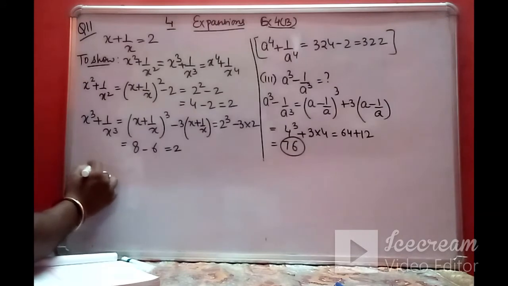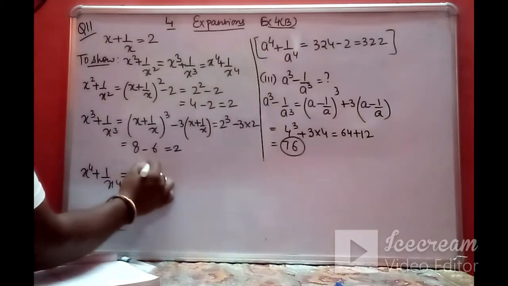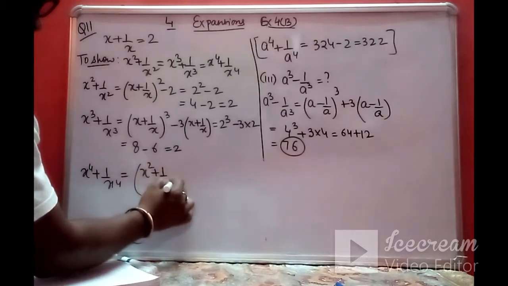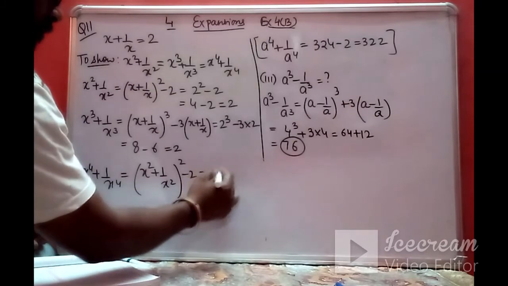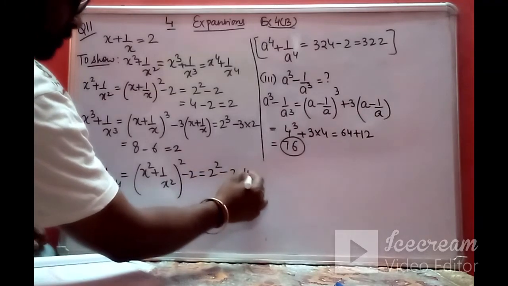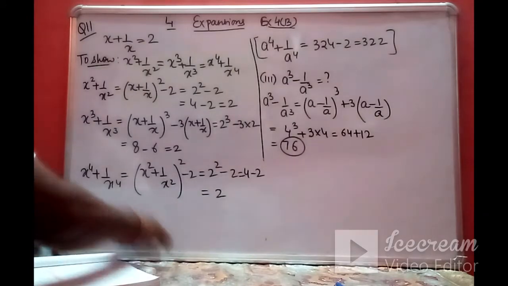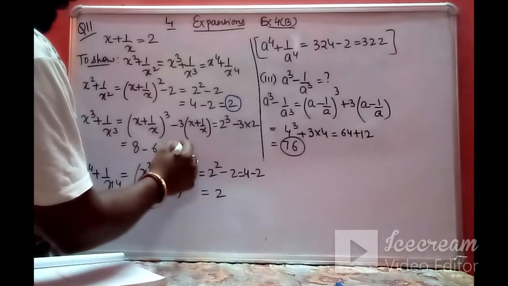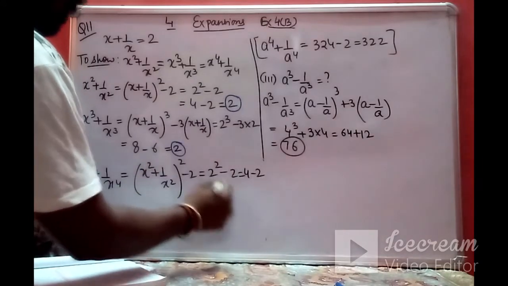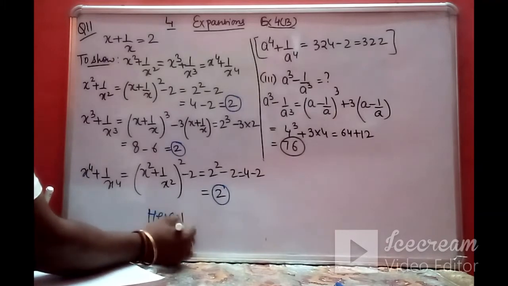Now x to the power 4 plus 1 upon x to the power 4, this we can write like this, whole square, then we will write minus 2. So this is 2 square minus 2, that is 4 minus 2. So our answer is 2. So you can see here that in every part we get the answer 2. So we can say that, hence proved.